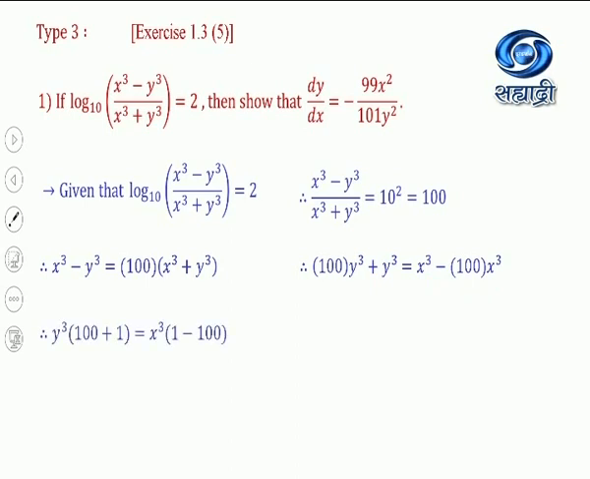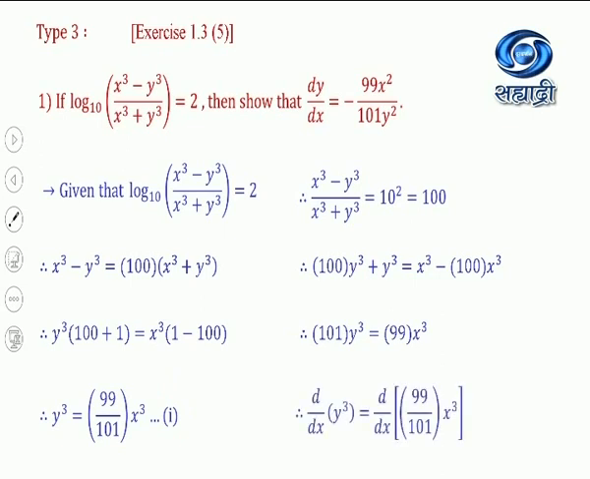And then our next step becomes y cube into 100 plus 1. On RHS, x cube is common, then in bracket we write 1 minus 100. After simplification, we write 101 y cube is equal to 99 x cube. Now, very simple thing here. See, y cube is equal to 99 upon 101 into x cube. Here we take this 101 on right hand side and we get 99 upon 101 into x cube. We say it is number 1.